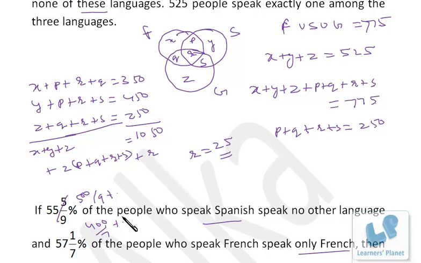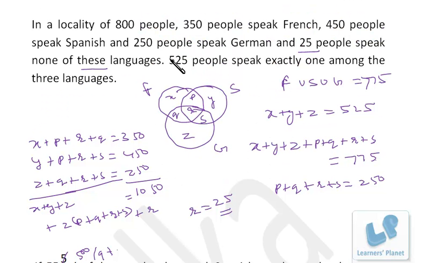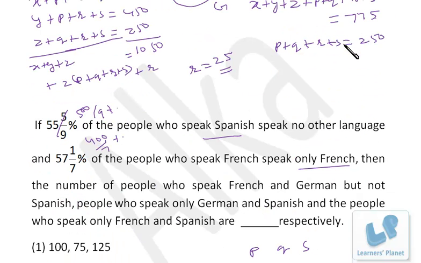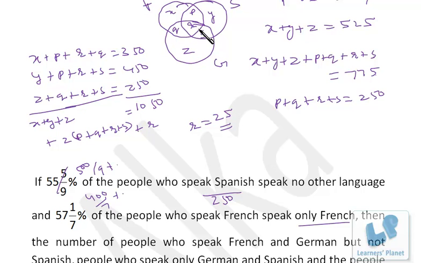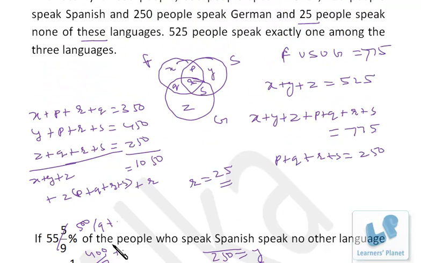here 500 by 9% of the people who speak Spanish speak no other language. Now total Spanish is 450, right? So out of 450, 500 by 9%, that is 5 by 9 of 450 speak only Spanish. So 450 into 5 by 9, that's 250, right? So 250 speak only Spanish. So only Spanish over here is Y, right?